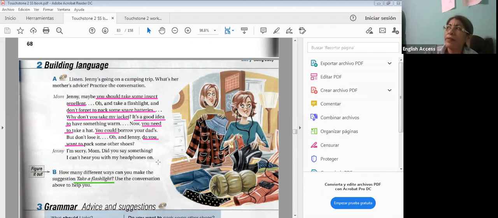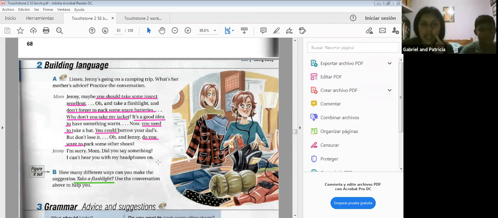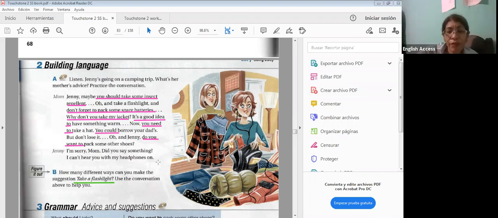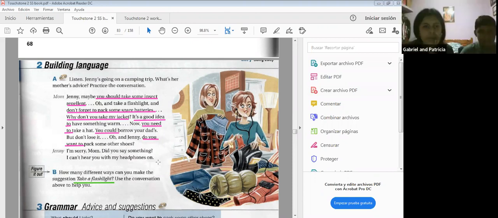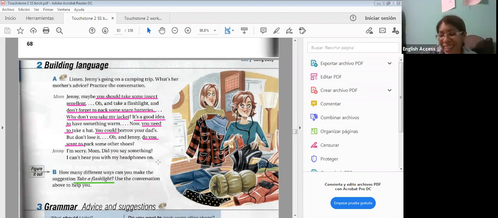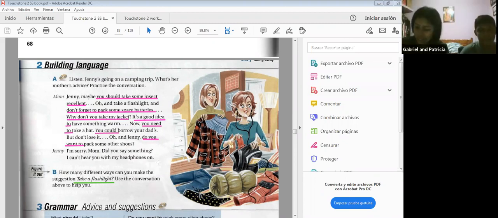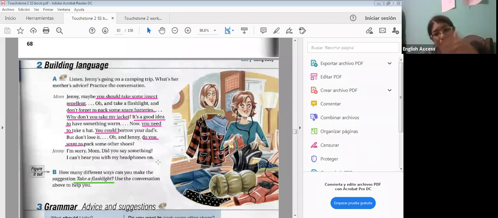How about take some insect repellent? Send me some suggestions. Take some insect repellent. Give me, don't forget the insect repellent. Yes, don't forget to take some insect repellent. Another example? You need to take some insect repellent. Okay, another idea?